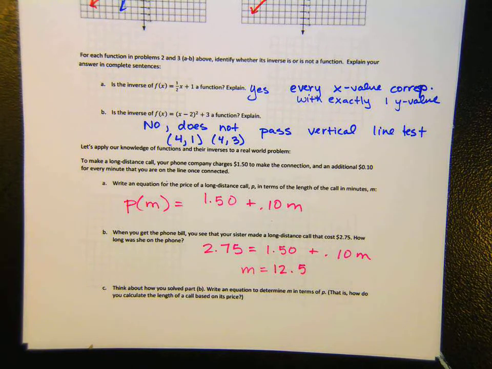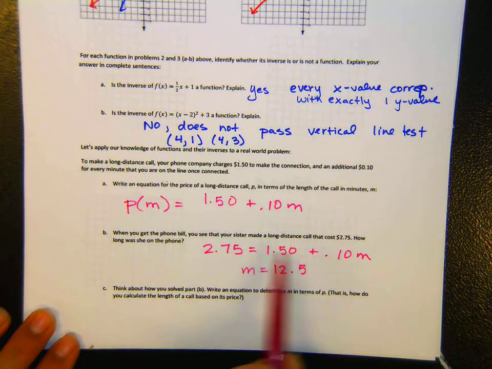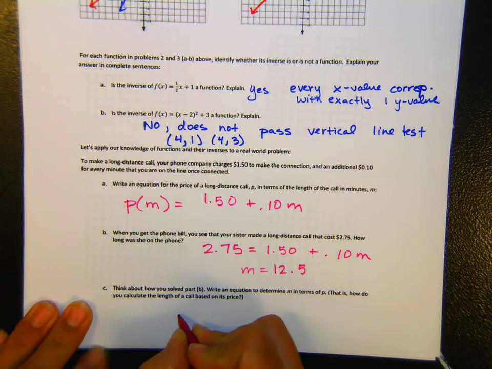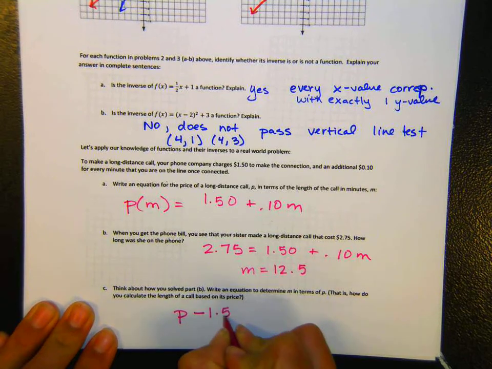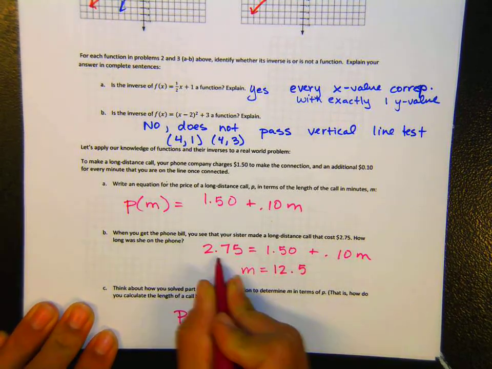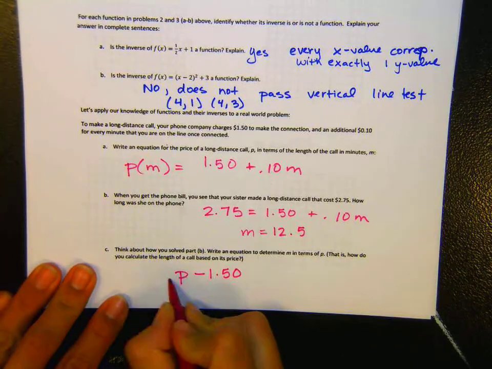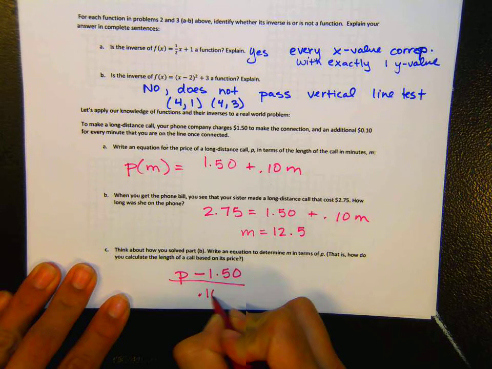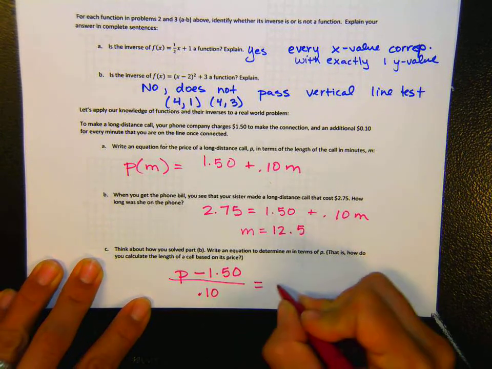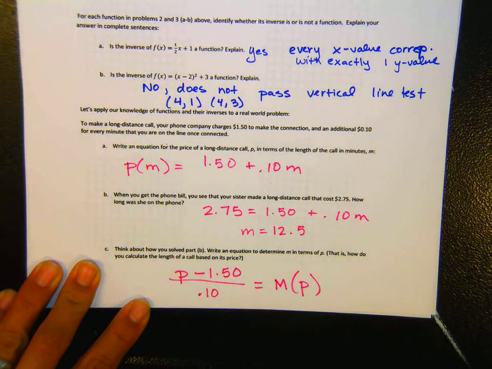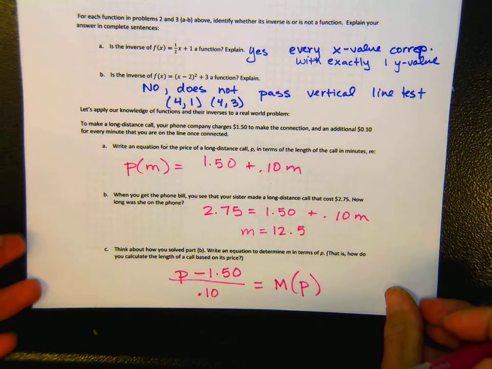Now in part C, it says, think about how you solved part B. Write an example to determine M in terms of P. What we're doing here is thinking about inverses. If I am undoing this equation, I first subtract 1.50. So I take the price and I subtract 1.50. We took the 2.75 and then we subtracted the 1.50. And then I have to divide by 10 cents a minute. And this is minutes broken down by the price. And this is the inverse of the original function.